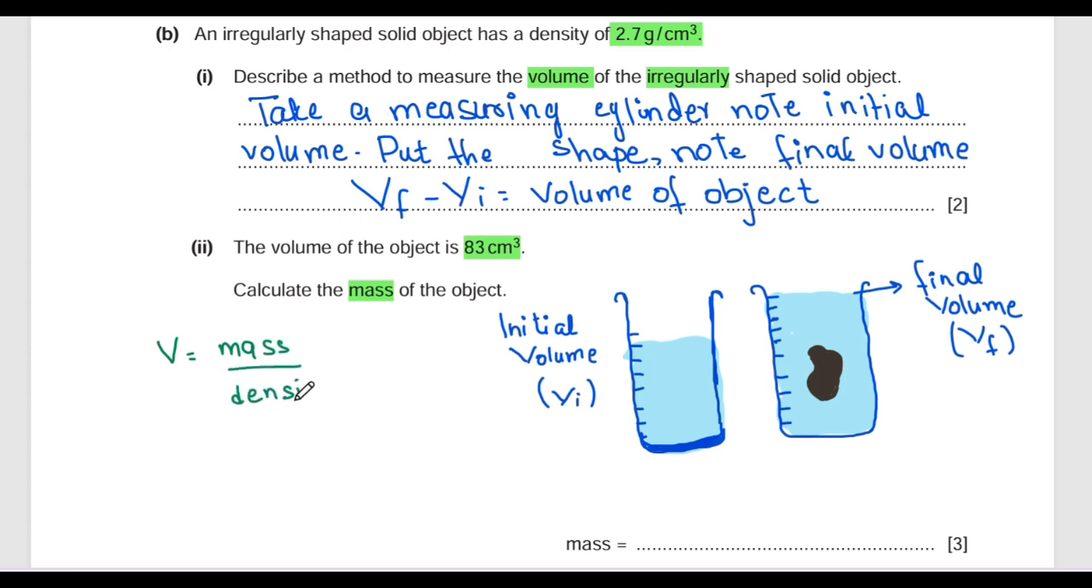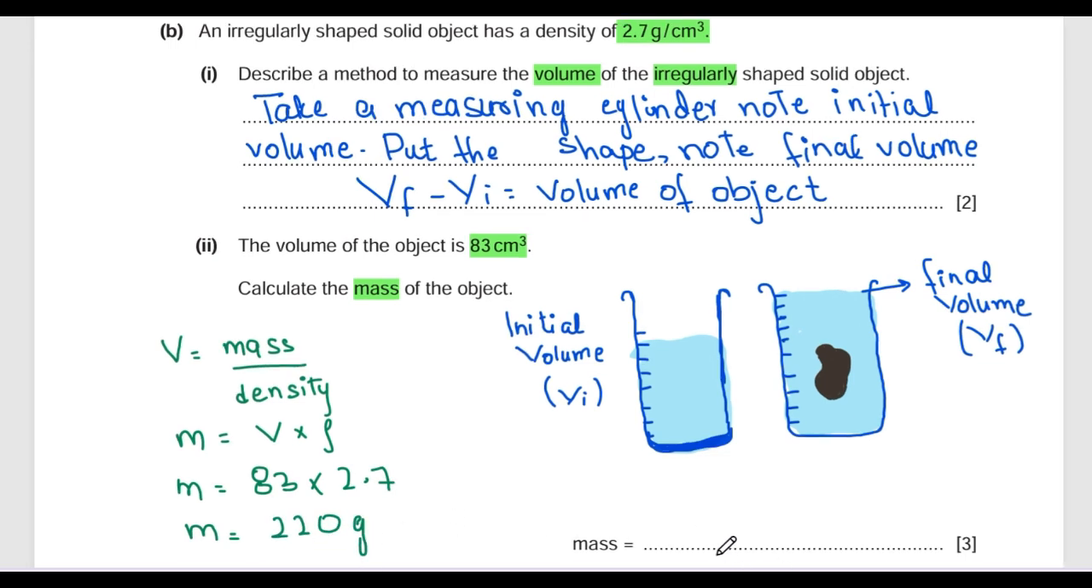I will arrange this equation making mass the subject, so density and volume will get multiplied. The value of volume is 83 times 2.7, which is the density. I'll multiply these together, and I'll get mass as 220 grams, and I'm just writing it into the place. Make sure your value is to two significant figures only, and I have just arranged my answer to two significant figures this time.